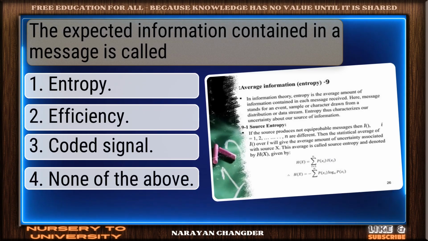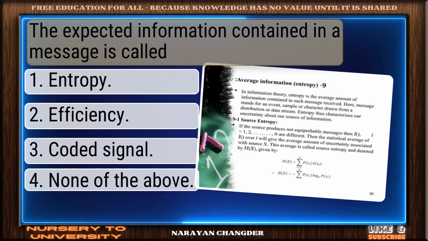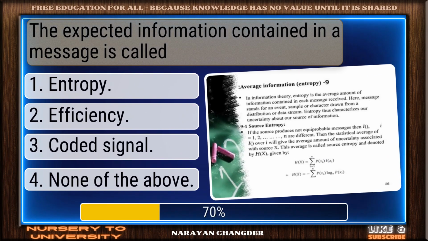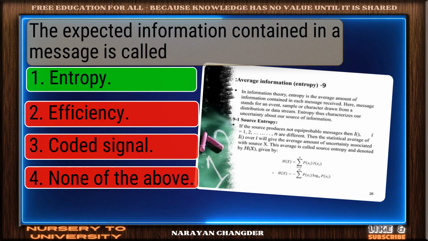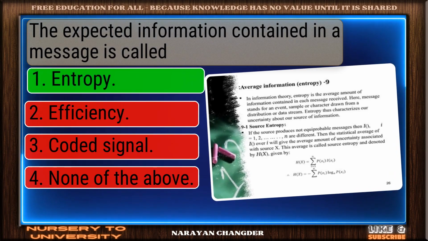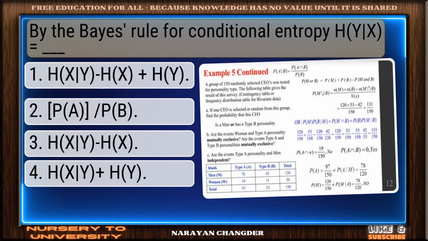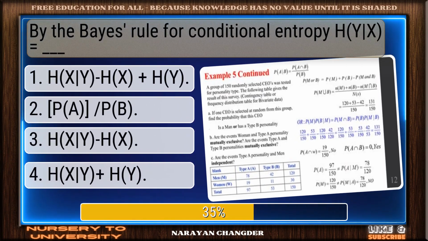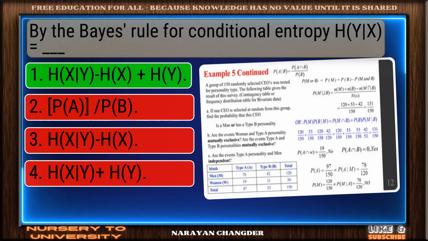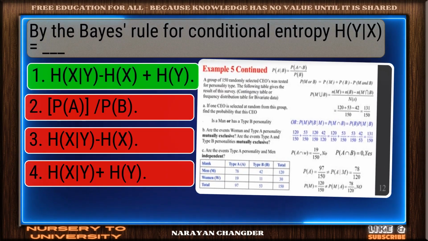The expected information contained in a message is called... Clear logic. Your choice, entropy, is sound and 100% true. By the Bayes rule for conditional entropy, H equals dash. Valid point. H is true.